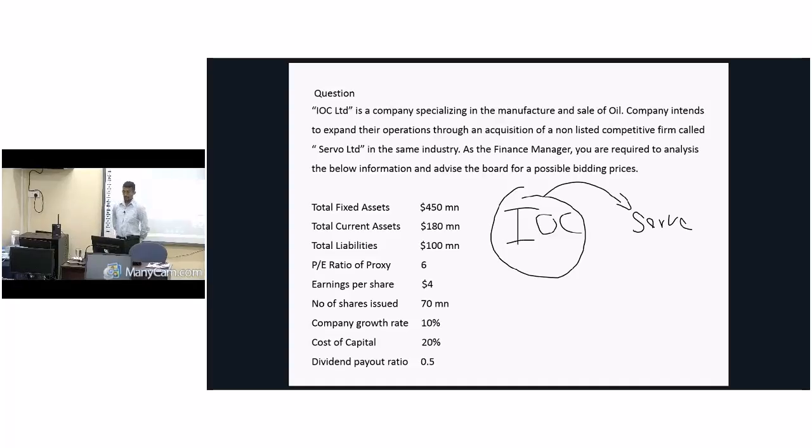Yes, please calculate and tell me the net asset value. We know the equation. We take the total assets of the business, and from that we deduct the total liabilities. So we assume all these are book values of the firm.